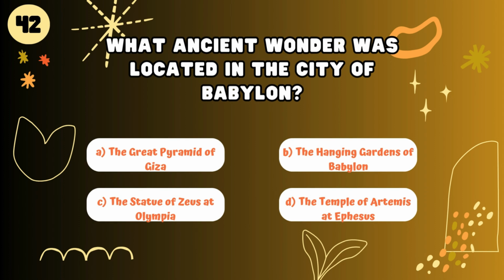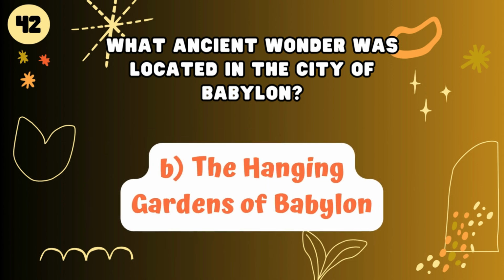What ancient wonder was located in the city of Babylon? The Great Pyramid of Giza, the Hanging Gardens of Babylon, the statue of Zeus at Olympia, the Temple of Artemis at Ephesus. Answer: the Hanging Gardens of Babylon.